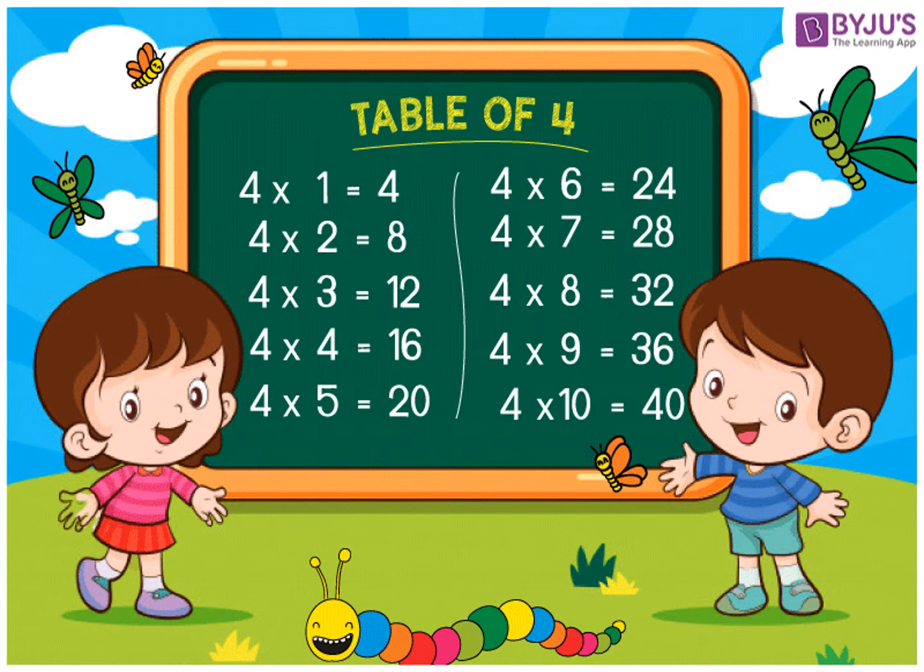4 times 2 is 8. 4 times 3 is 12. 4 times 4, 16. 4 times 5, 20. 4 times 6, 24.